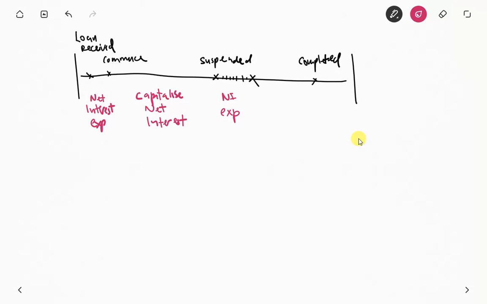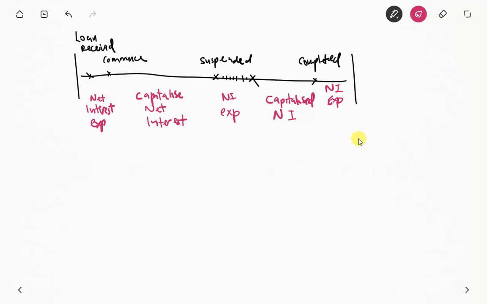Okay, if it's due to safety reasons, now that the suspension has been lifted, you recommence your construction, you can continue to capitalize net interest. Once it is substantially completed, you cannot capitalize anymore. You have to expense it off. Net interest, you expense it off.